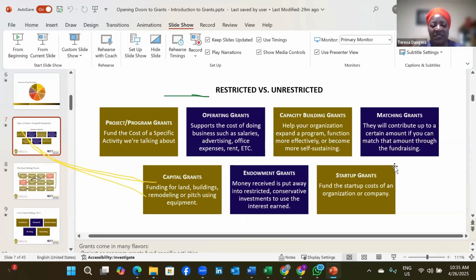And then capital grants are funds that you can apply for to acquire land, to acquire buildings, or even remodeling, or buying equipment. So you can ask for money for equipment under capital grants. And then there are endowment grants. This is money that is received and is restricted.